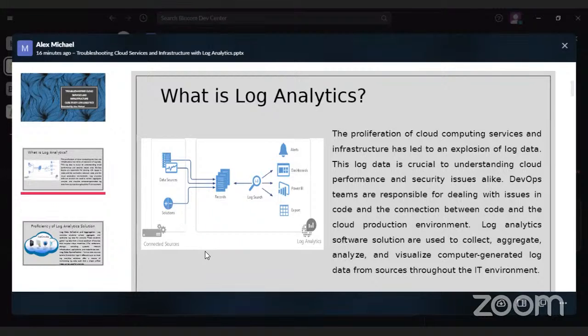meaning the first thing it does, for log analytics, is that it collects data. It aggregates them, meaning it compiles them together. Then it analyzes it. It performs some quantitative analysis on that data, and then it visualizes it.